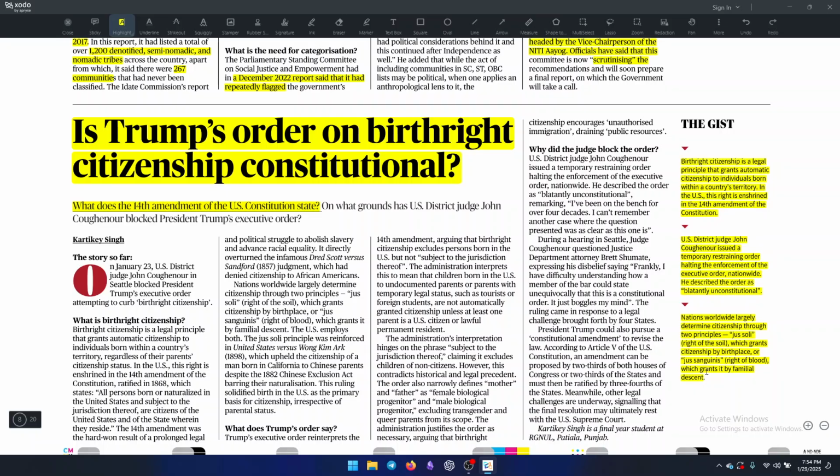Jus soli and jus sanguinis: right of the soil and right of blood.